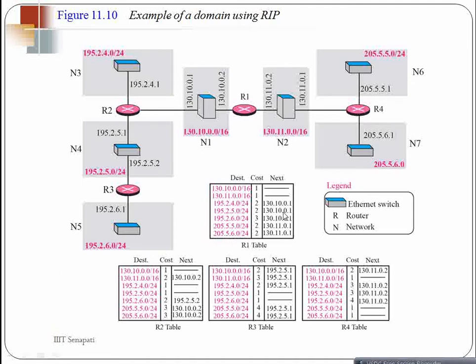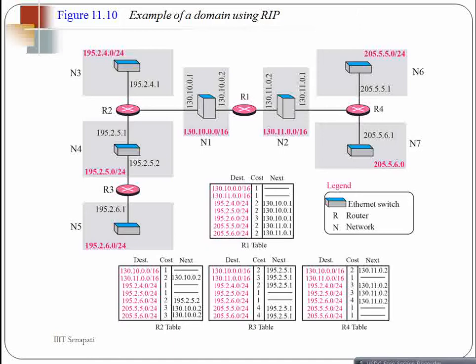Now in case some router has just booted up, or something happened and a link failure took place, they need to update their table. In that case they will have to send a request to their neighboring routers, and these neighboring routers will reply with the table content.